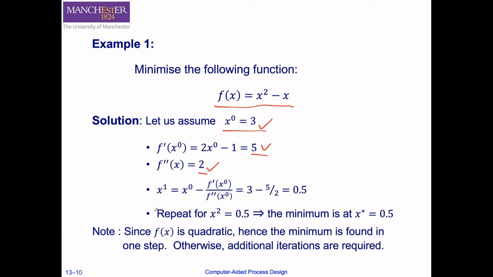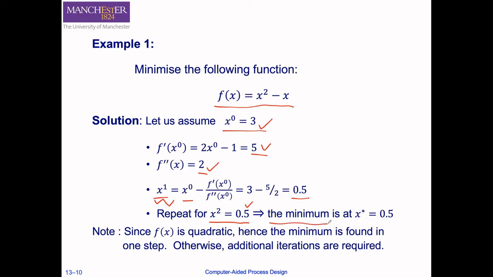Then we use the formula to find a point for the next iteration based on the current point. Then we find the point x1, which is equal to 0.5. From x1, we can also use that formula to find x2, which is also equal to 0.5. Then we can see the difference between x1 and x2, the difference is equal to 0. That means we find the root for the equation f prime x is equal to 0, right?